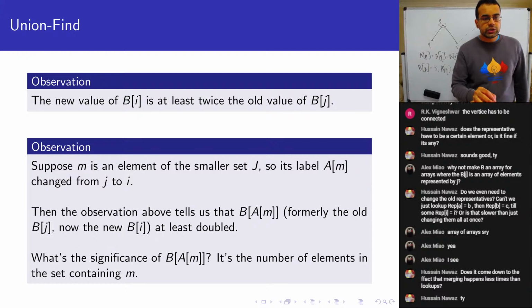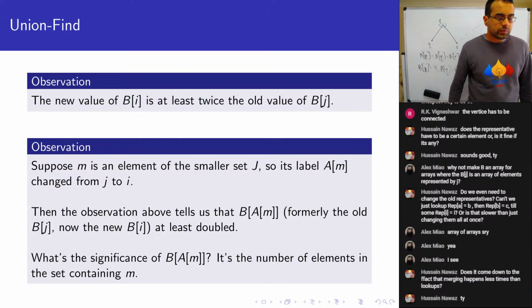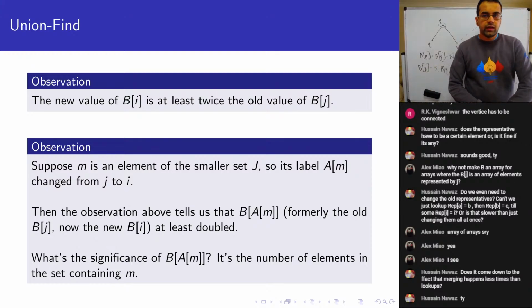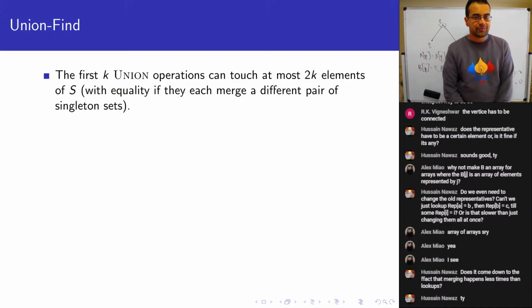Anytime that m's label changes, it must have been in the smaller set and getting merged into a bigger set, which means the number of things in its set went from the size of the small set to the size of the combined set, which is at least doubling. But how many times can you do that? How many times can you double? As a general rule, you can only double log many times, right? And that's going to be the key here.